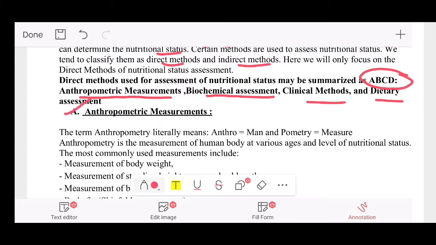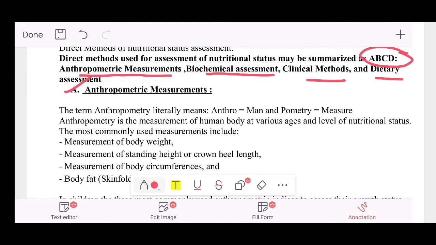anthropometric measurement. The term anthropometry literally means, anthro means man and pometry means measure. So how man will measure, that is known as anthropometry. Anthropometry is the measurement of the human body at various ages and levels of nutritional status. At various levels of age, if any human measures their body or the level of nutrition, that is known as anthropometry.